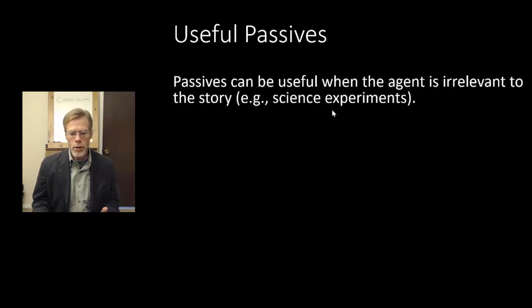Another case would be when the agent of the sentence is irrelevant, when we don't care who did the action, just that the action happened. So science experiments. When describing science experiments, it's very common to use passives because the scientists are irrelevant, right? One of the primary principles of science is that if an experiment is done properly, it shouldn't matter who conducted it. And so you want to background the experimenters and foreground the experiment.